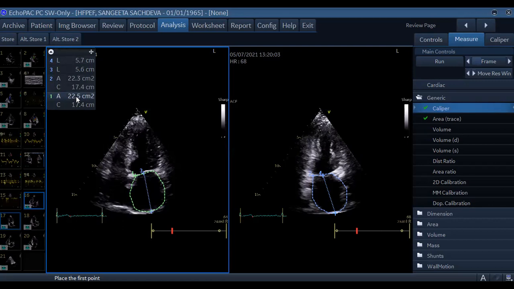76.15. 76.15, and normal body surface area is how much? Approximately 1.7. 76.15 divided by 1.7, what will be? 44.2, sir. Perfect. That is 44. So LA volume, which is more than 34 ml per meter body surface area, is considered as high.